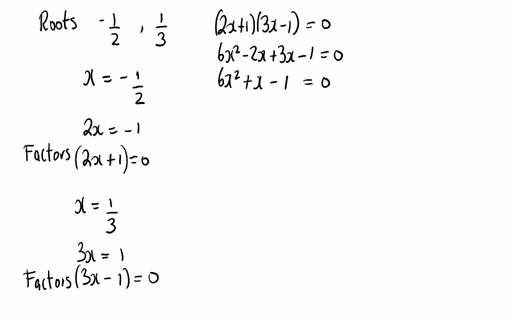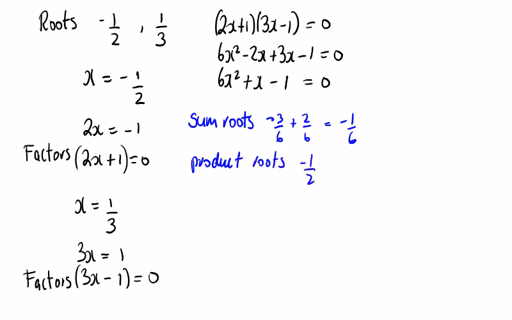We use the other method. The sum of the roots is minus 3 over 6 plus 2 over 6. We need the same denominator, which is equal to minus 1 over 6. The product is minus 1 over 2 by 1 over 3, which is minus 1 over 6 as well.